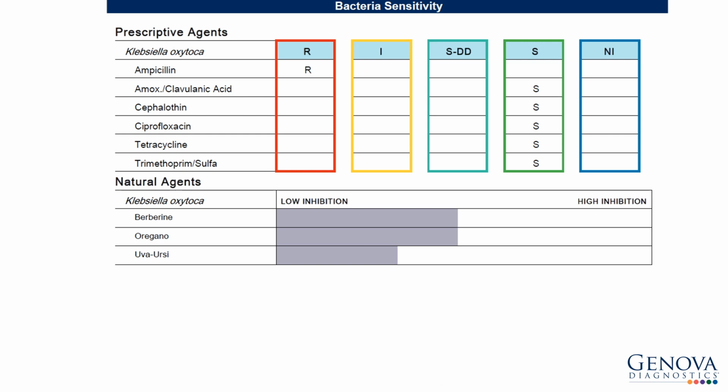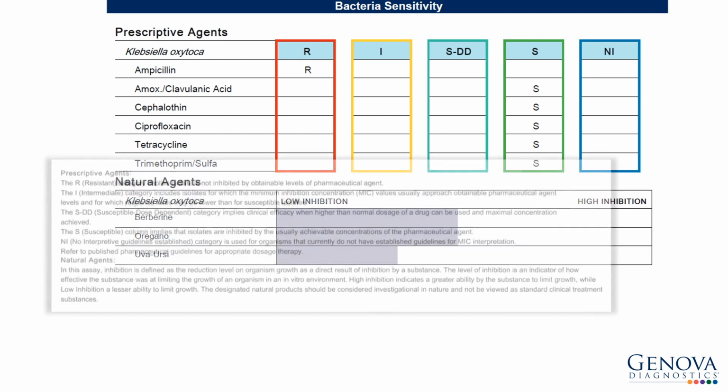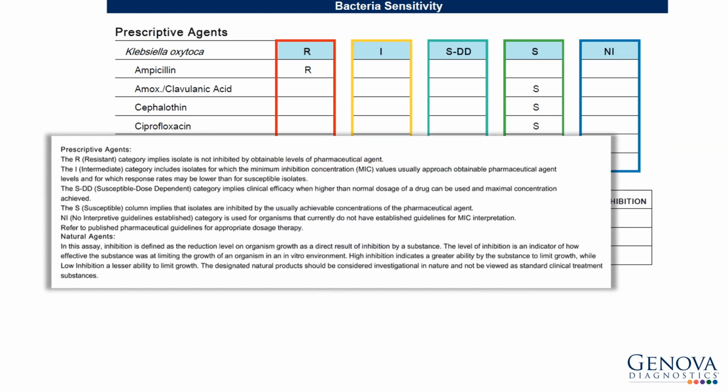Here we have the sensitivities for the potential pathogen Klebsiella oxytoca. Klebsiella was sensitive or susceptible to 5 out of 6 prescriptive agents in the S column. Anything in the R column would not work. Under natural agents, if the gray shaded bar shows a degree of inhibition, it's considered a good agent to use. So all 3 natural agents, berberine, oregano, and uva ursi, would be good agents to use against this organism. The bottom of the sensitivities page lists a key describing the categories of susceptibility and resistance.